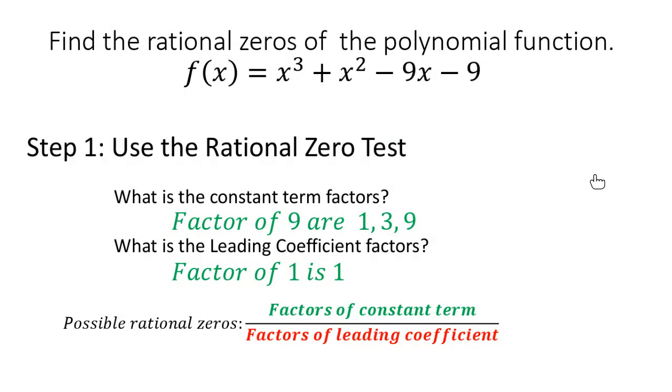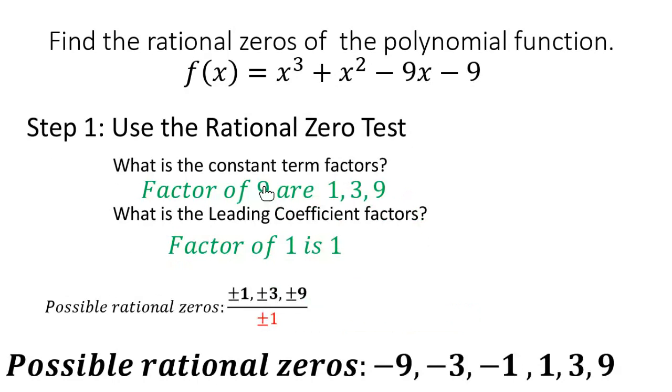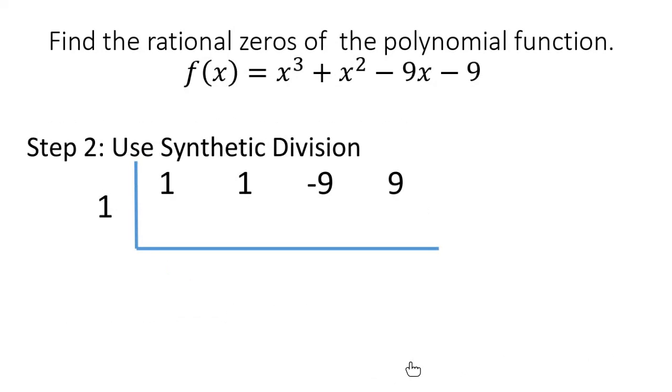Okay, so here we have the factors of the constant is 9. So my factors there are 1, 3, and 9. And my leading coefficient is a 1. So my factors is a 1. So my possible rational zeros would be -9, -3, -1, 1, 3, and 9. And this is the way that WebAssign wants you to enter your answer. Okay. They put the smallest number to the greatest number, as a list.